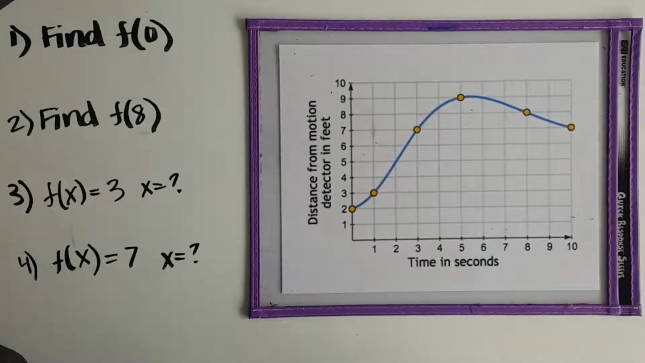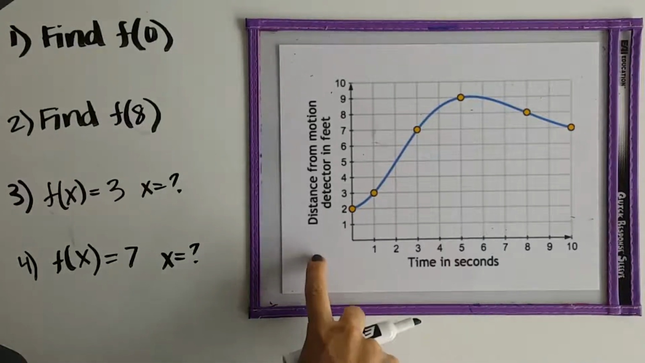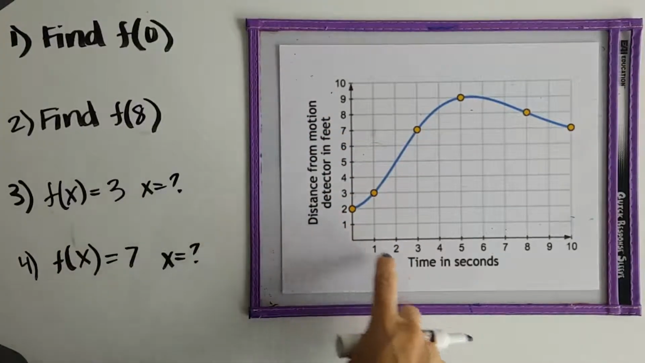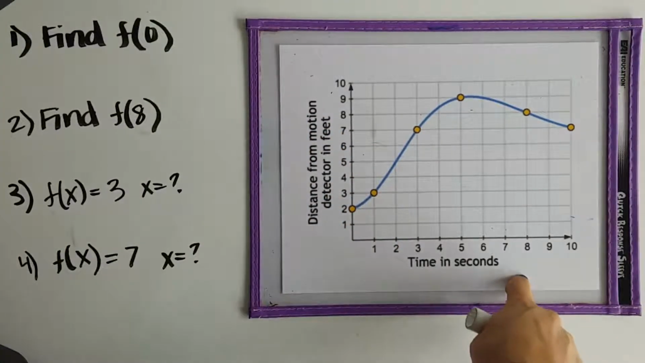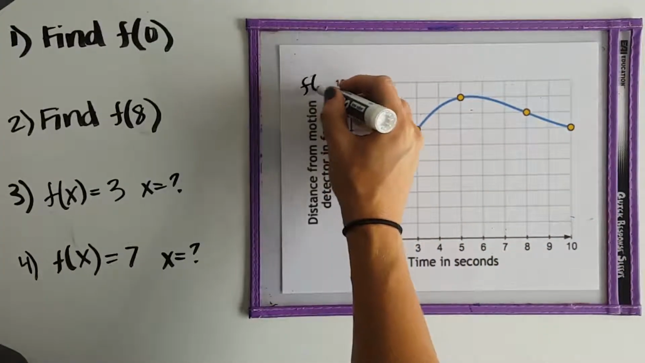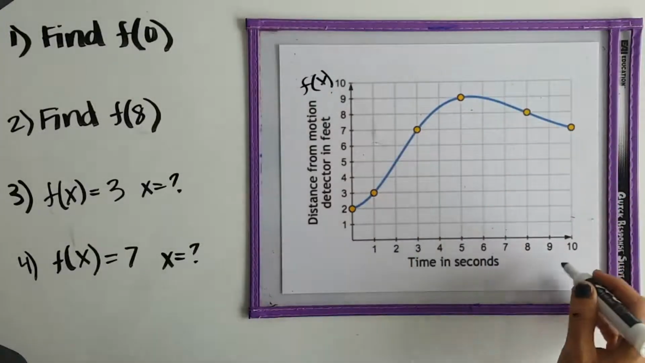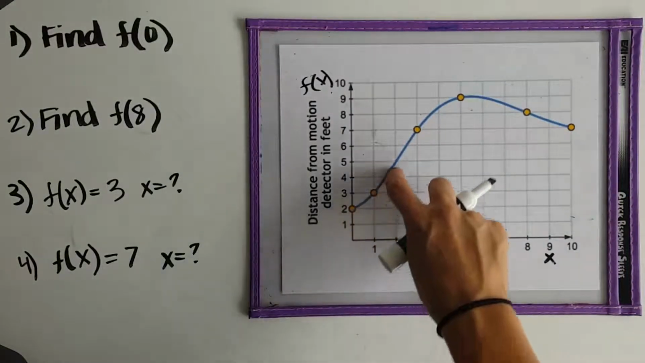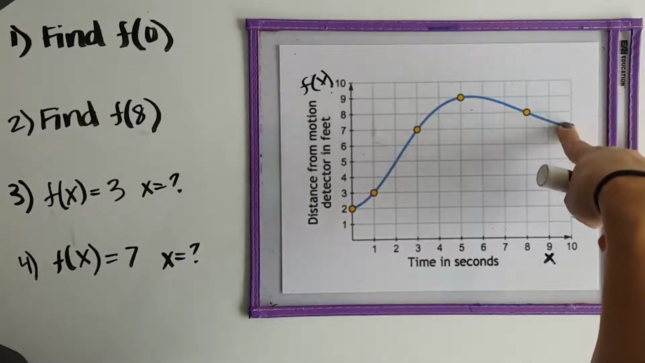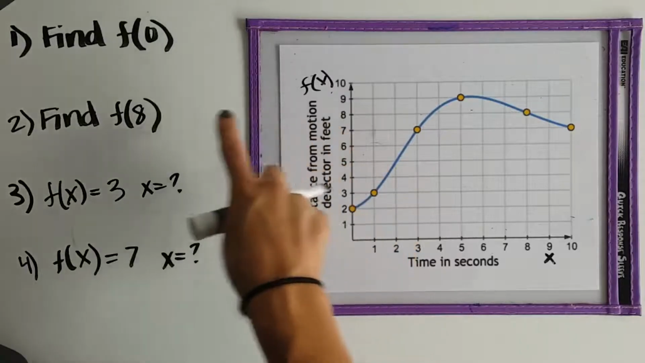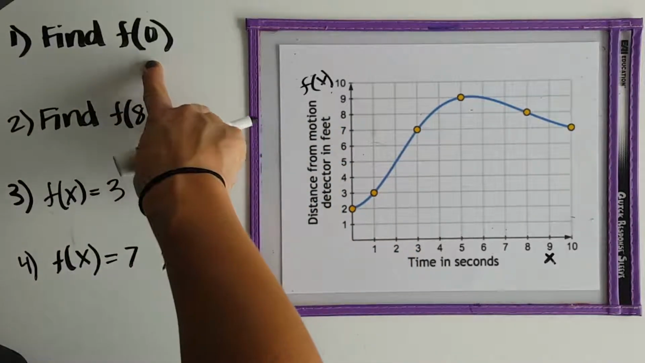So we have this graph that shows us the distance from a motion detector and the time in seconds. Okay, so this graph would represent f of x, those are our outputs, and our inputs would be our x values. This graph shows the relationship between our inputs, time, and our outputs, distance. So they want us to find f of 0.